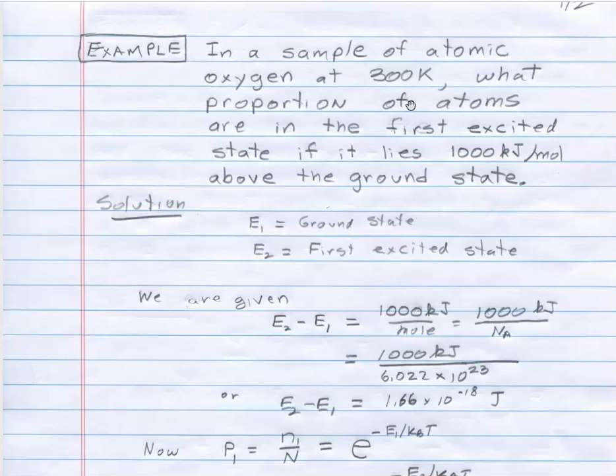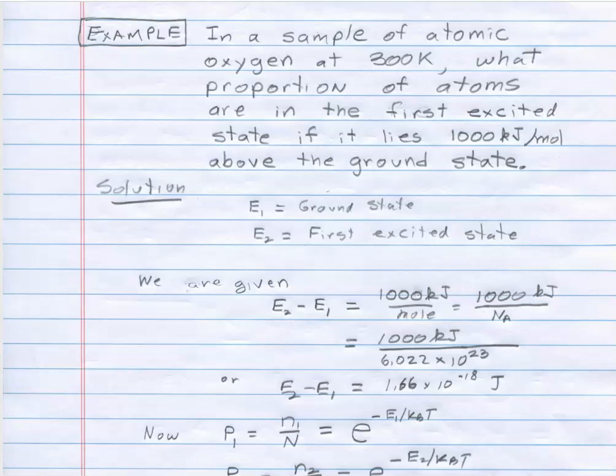And the question is, what proportion of atoms are in the first excited state if it lies 1,000 kilojoules per mole above the ground state? So I've got a system, presumably an atomic system. Here it doesn't really say, but we'll treat it as an atomic system. And so for those, E1 is the ground state, and the first excited state is the first energy level above that, which I'll denote here by E2. So those are the energy levels.